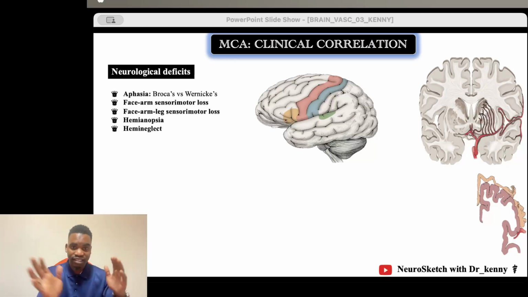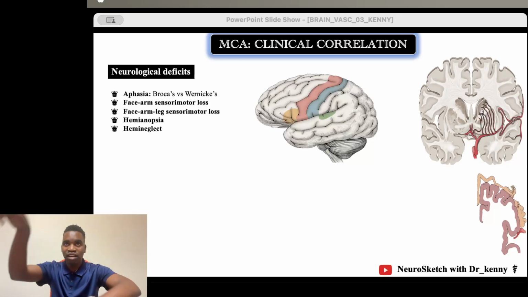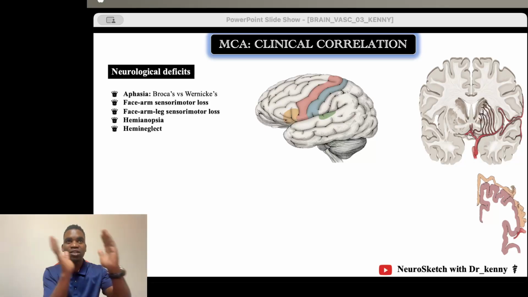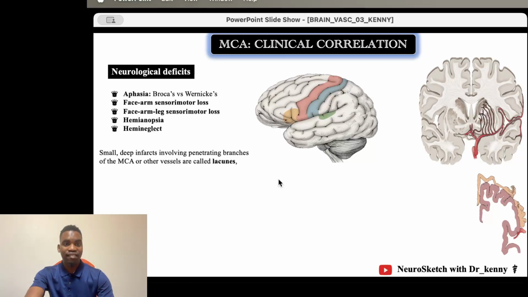That's a separate discussion about hemi-neglect, but at least it's fair for you to know that infarction or stroke along the middle cerebral artery will also result in hemi-neglect. You ignore one side of your body, and even in visual space, you tend to ignore one part of the visual space. That's a separate discussion, and we'll have it next time.